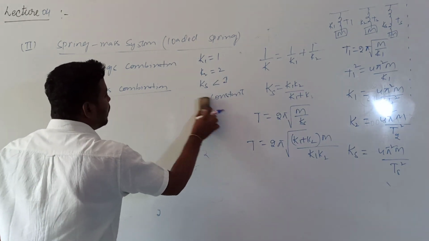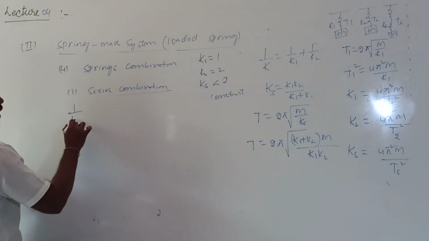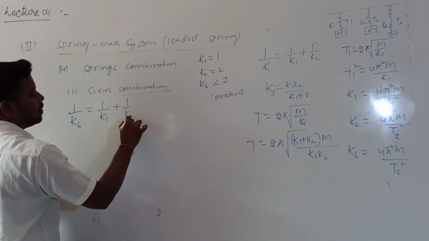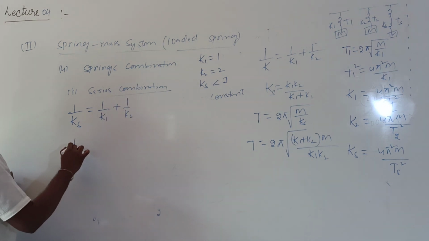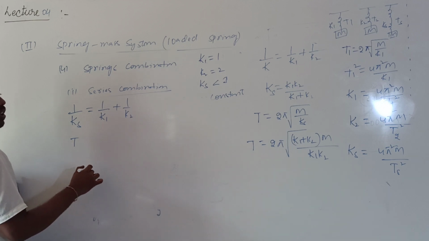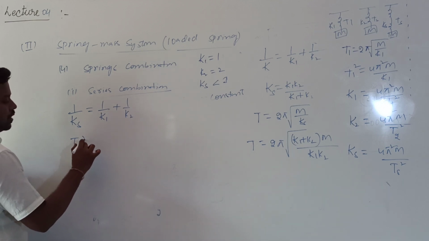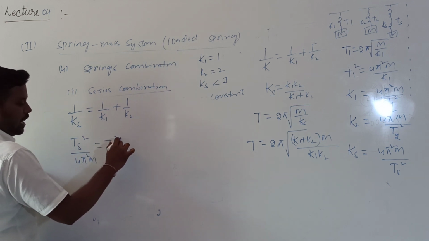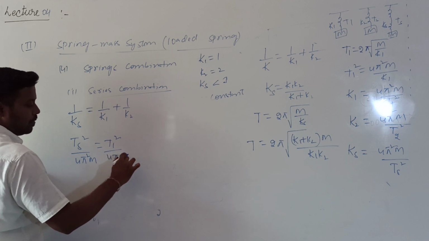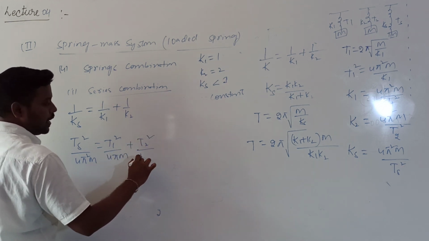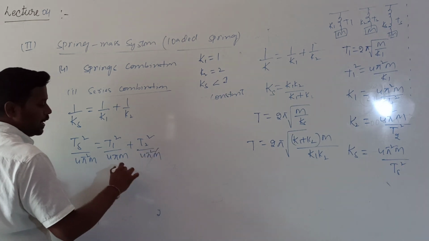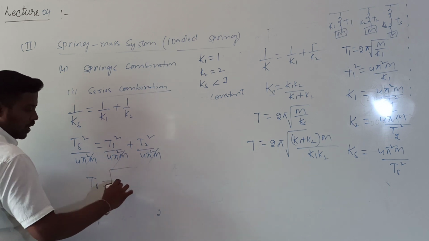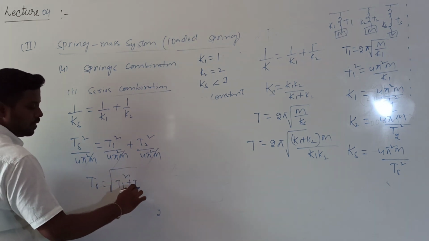We know that for the series combination, the formula is 1 by Ks equal to 1 by K1 plus 1 by K2. Ks is equal to 4 pi square M divided by Ts square. So directly I will get Ts square divided by 4 pi square M equal to T1 square divided by 4 pi square M plus T2 square divided by 4 pi square M. In all the terms 4 pi square M is cancelled. Then finally Ts is equal to root over T1 square plus T2 square.